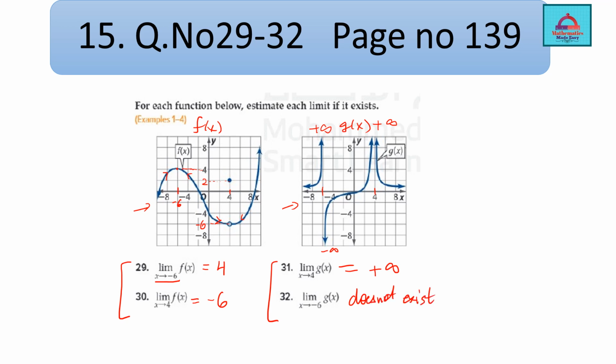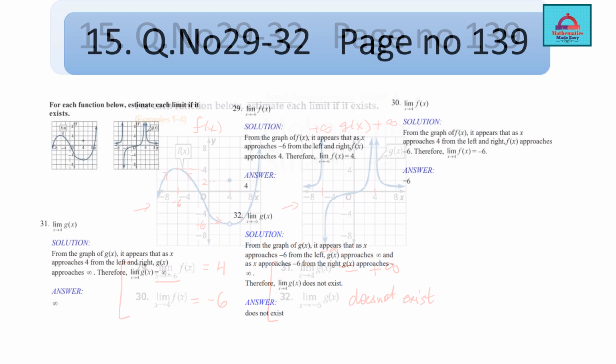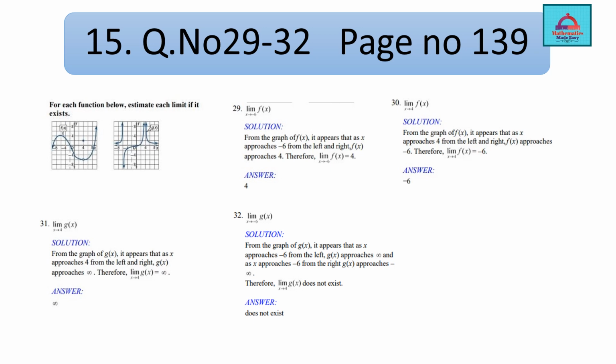Okay, so that's the solution. Now let's check the detailed answer key for these 4 questions. So as you check for question 29, the limit is 4. You can read the solution and the answer. For question 30, the limit is -6. I've already explained to you how it is. For question 31, the answer is plus infinity, and this limit does not exist for question 32. So this is your answer key for question 29 to 32 on page 139.